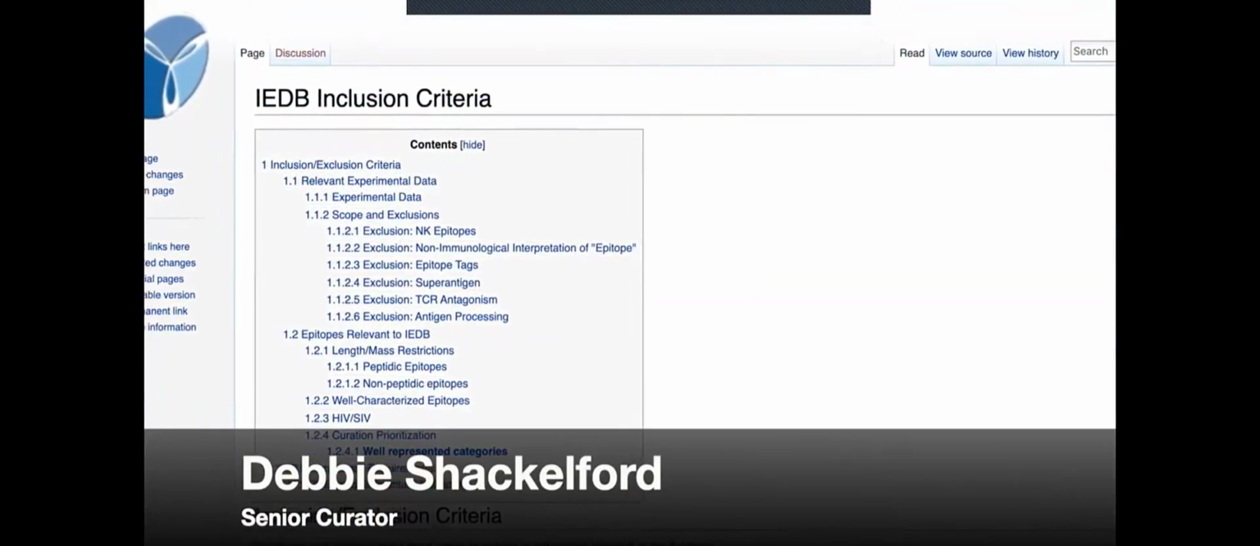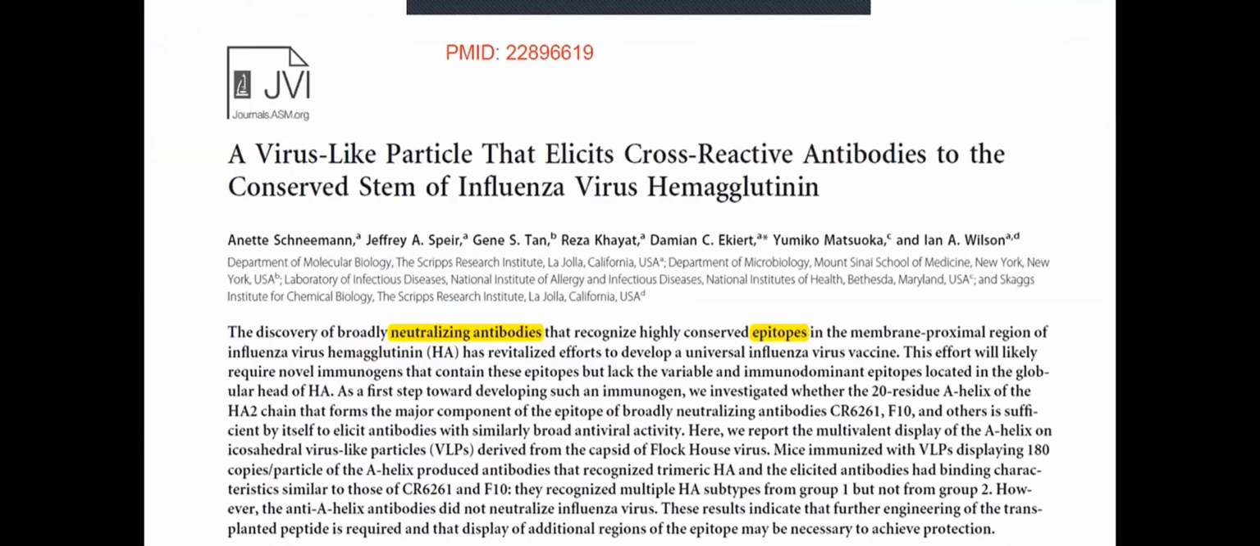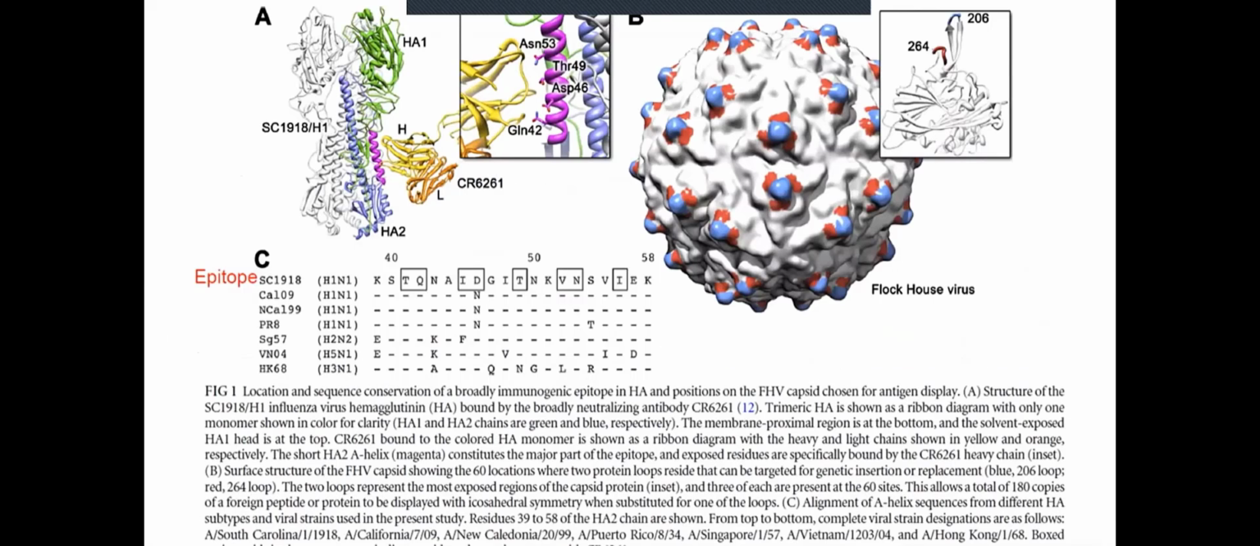The curation aims to objectively represent all the data that meet minimal IEDB inclusion criteria. To demonstrate the types of information extracted for the IEDB, the following paper is used as an example. In it, the authors use a conserved epitope found in the membrane proximal stem of influenza virus hemagglutinin and express it in a virus-like particle and then determine if it's sufficiently immunogenic to induce broadly neutralizing antibodies. I've highlighted two key words that are in the PubMed query Lindy just described that was used to identify the paper. The data entry process begins by adding a single epitope.